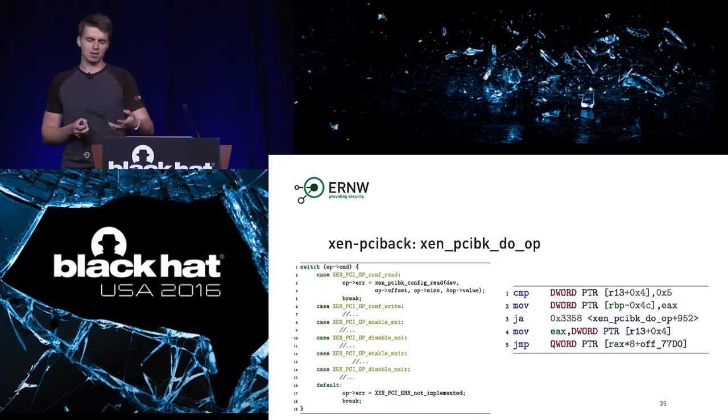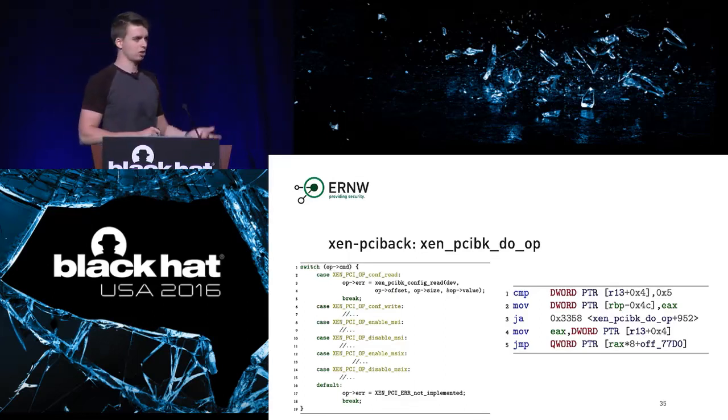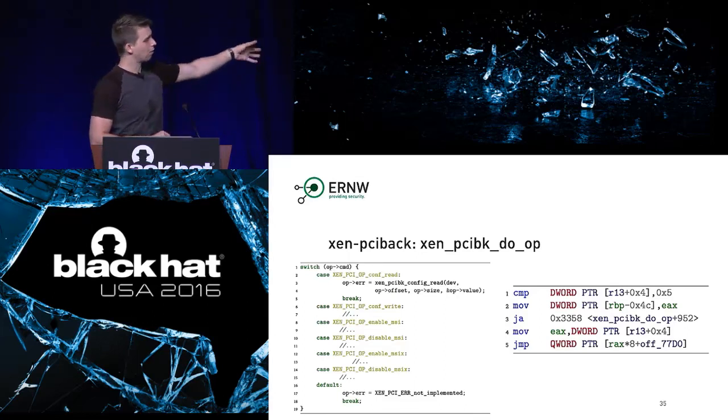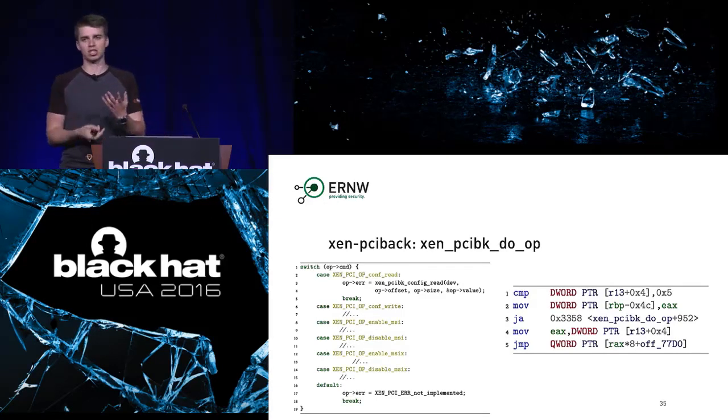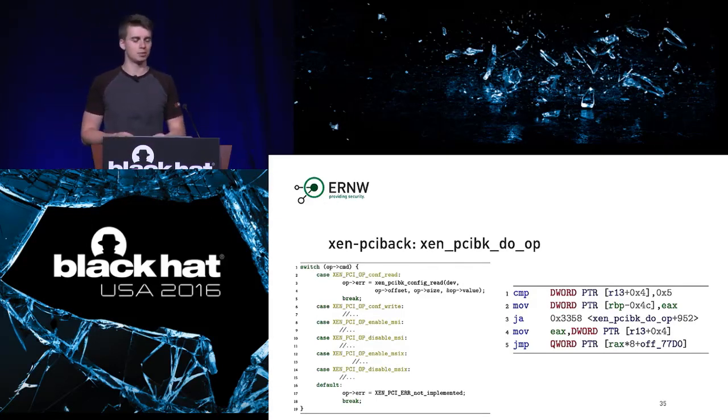And if the limit is large, or if the value inside there is larger than 5, they jump to the default case of the switch statement. So this is like a jump table, so it's a classic compiler optimization.